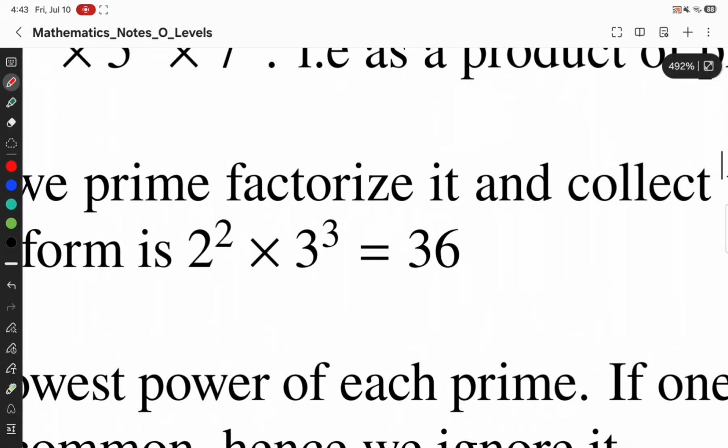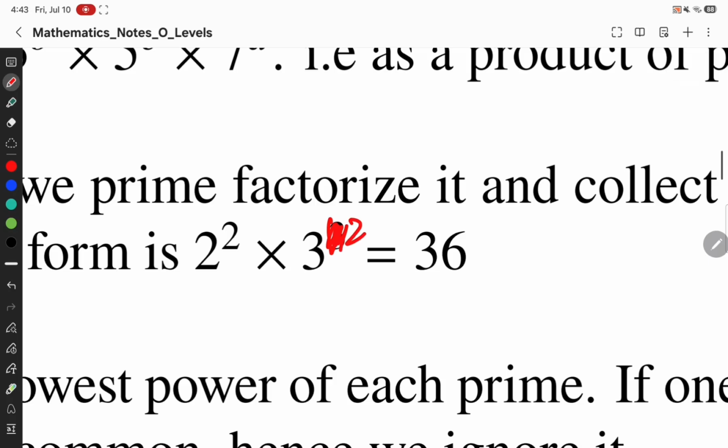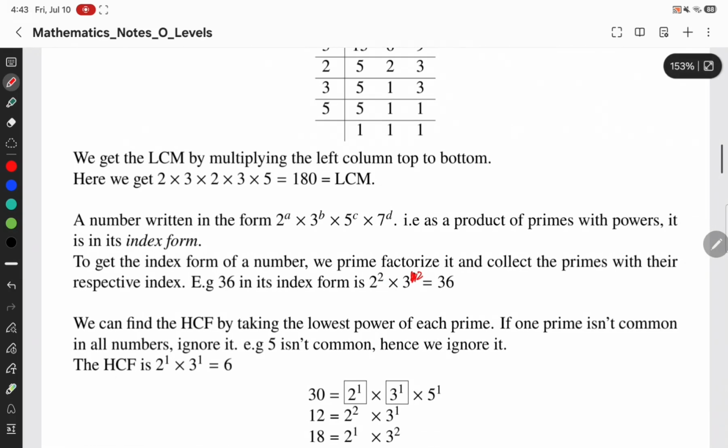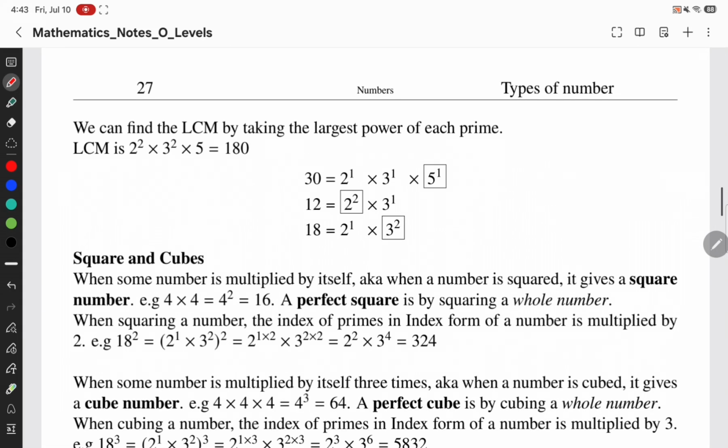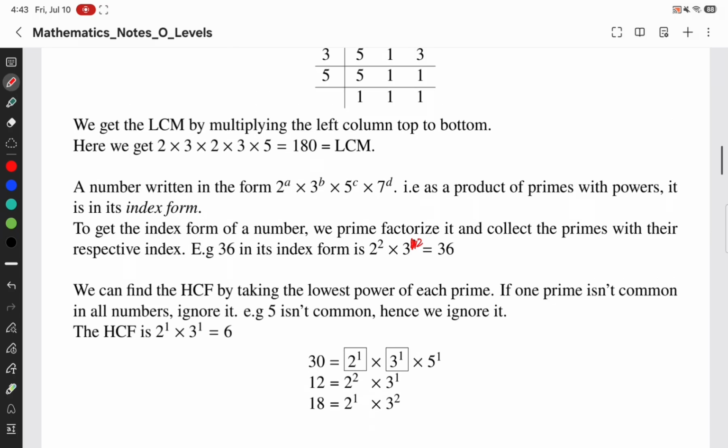This is wrong. This is a mistake. Sorry. This is 3 squared. Okay. Very apologies. Okay. Example.